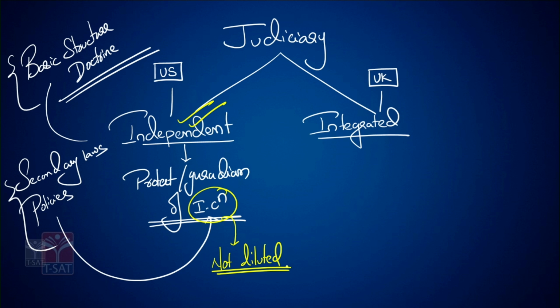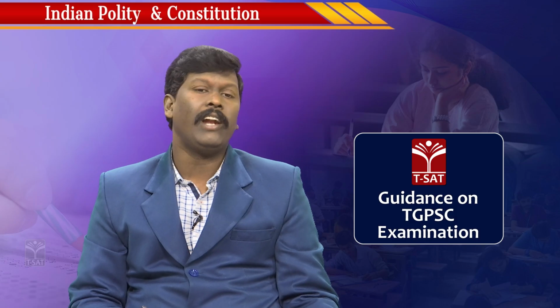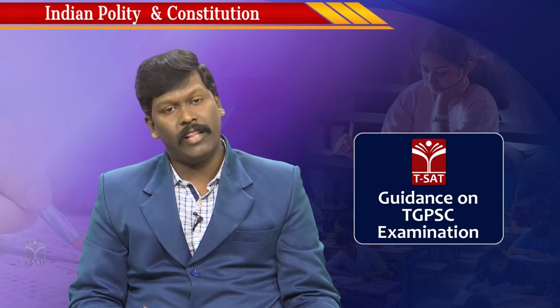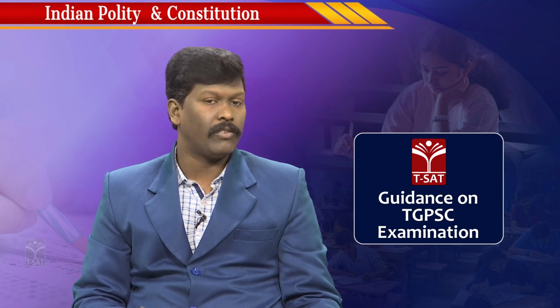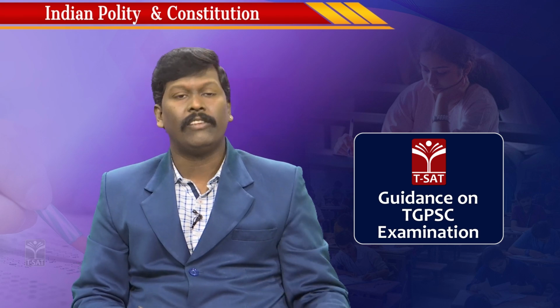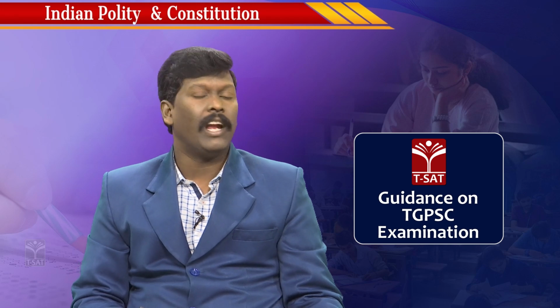And how does the judiciary check the secondary laws and policies? By the process called judicial review. By judicial review, the judiciary will review the secondary laws and policies and ensure that they are aligned with the Indian Constitution, and that is how it protects the Indian Constitution. So this is one of the natures of the Indian judiciary.